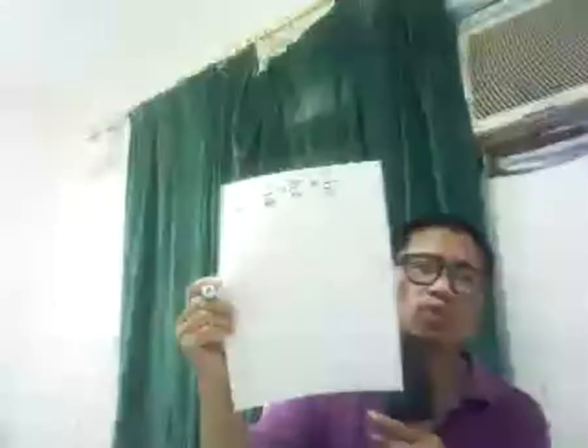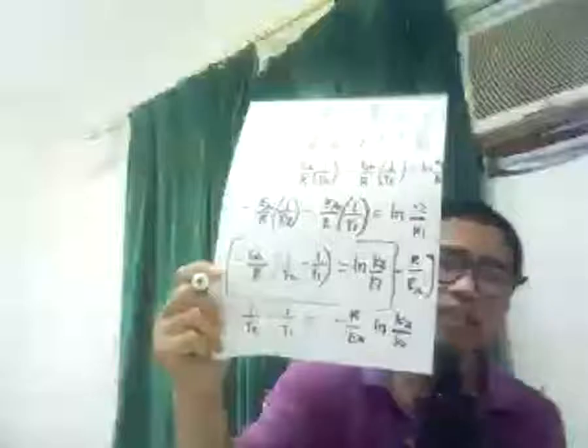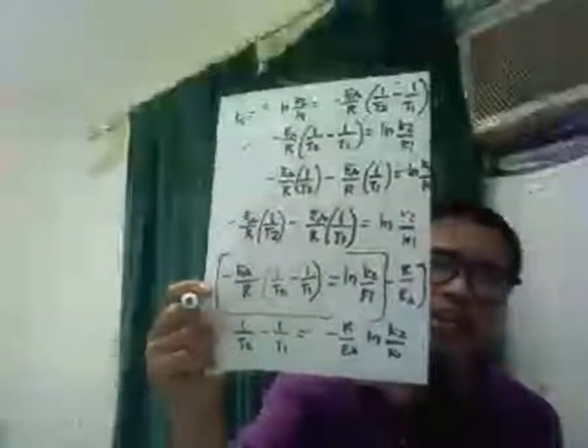Okay, 1 over T2 is equal to negative REA ln K2 over K1, and then plus 1 over T1. This will be the equation. Out of this equation, the bottom part.